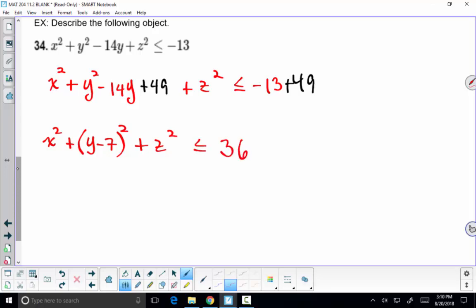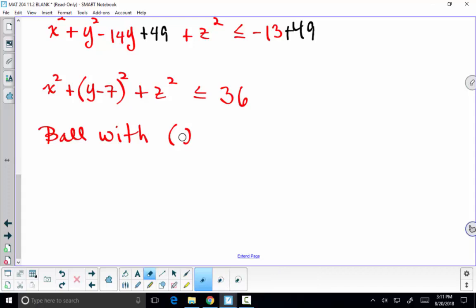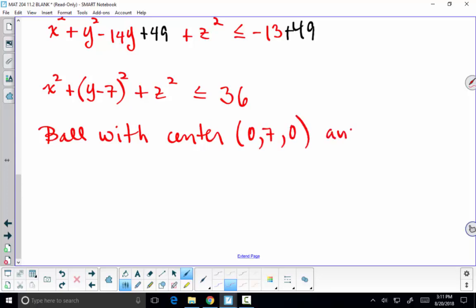So now we see that we are, in fact, dealing with a ball and not some degenerate object that has no solutions. So what would we say? What's the center of this ball? 0, 7, 0. Yeah, exactly. Ball with center (0, 7, 0) and radius 6. Yep.